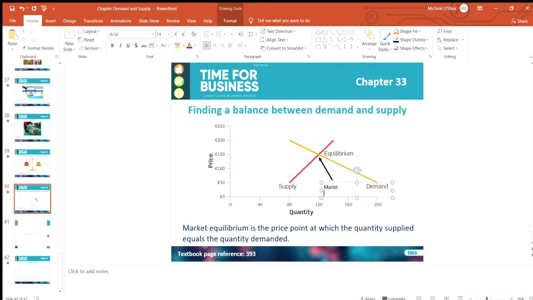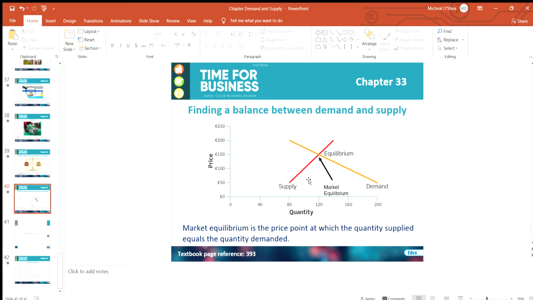That's my market, if I can spell it right, equilibrium. So that's my market equilibrium here, the point at which they meet. It's my market equilibrium point, and it's basically the point at which demand and supply meet.